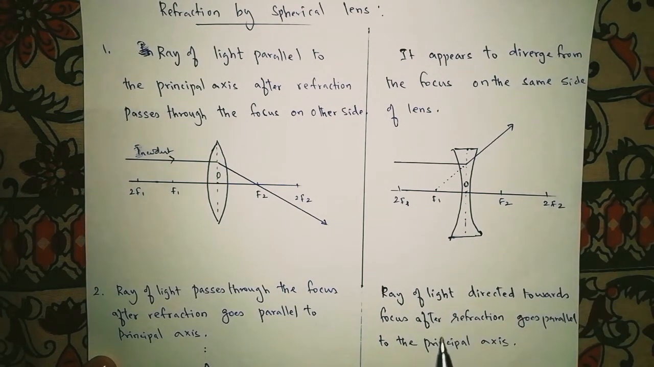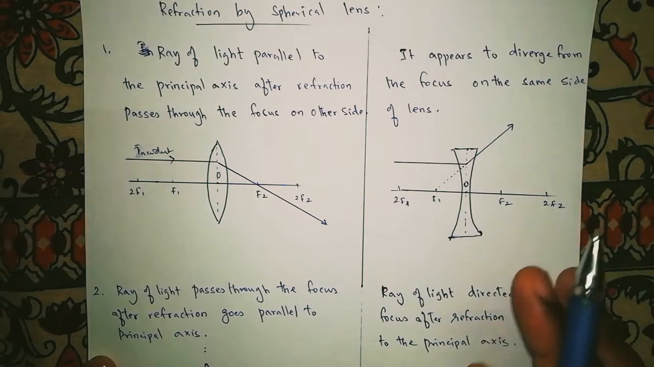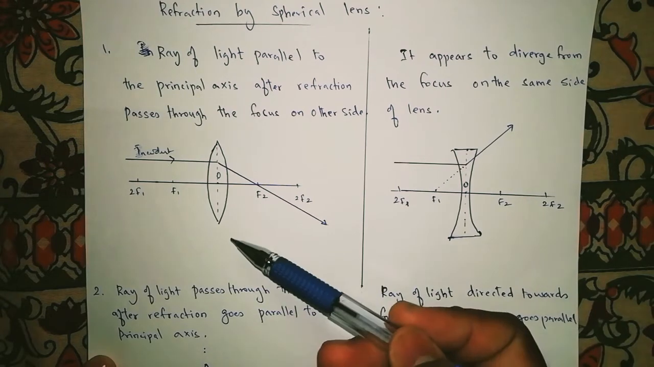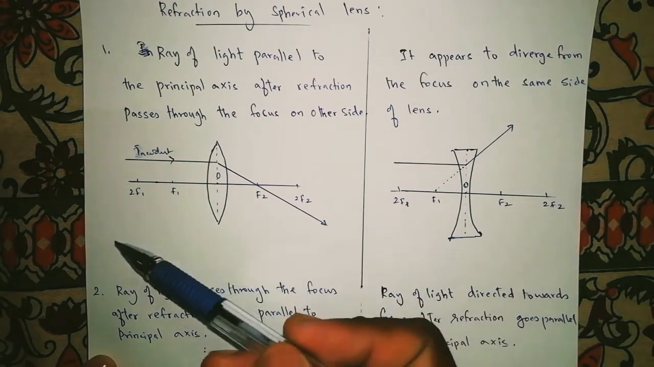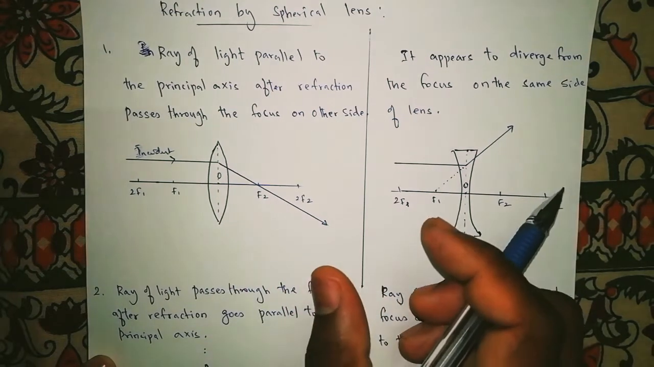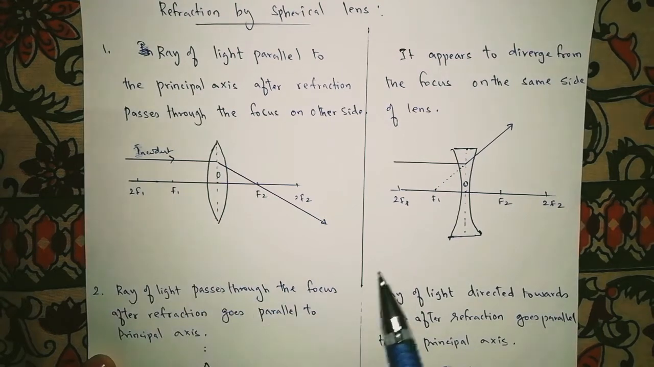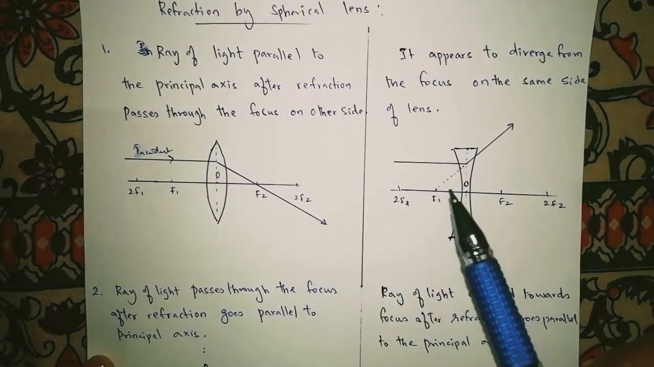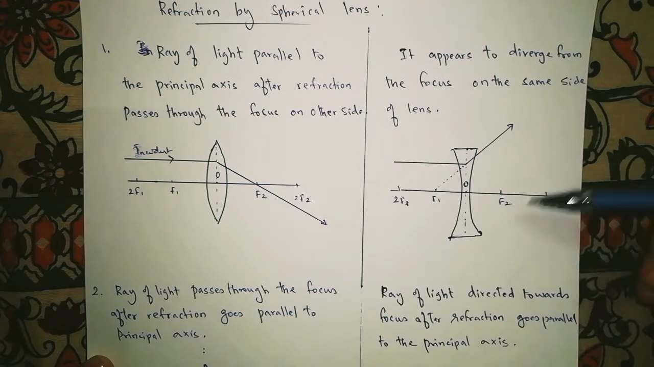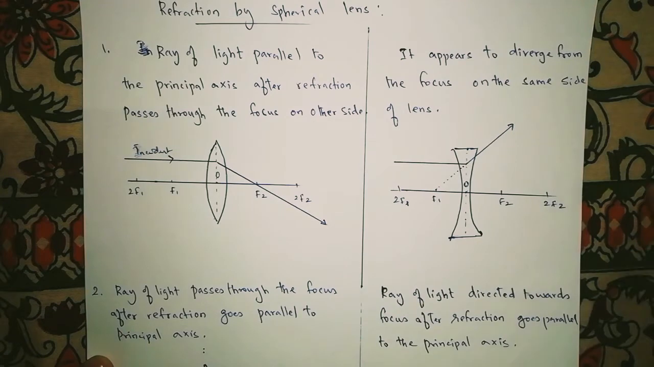You can even compare the lens with the mirrors that we learned in the last topics. This same rule appears for the concave mirror. So I can say that you can relate the convex lens with the concave mirror, and the convex mirror with the concave lens. So both look very similar.